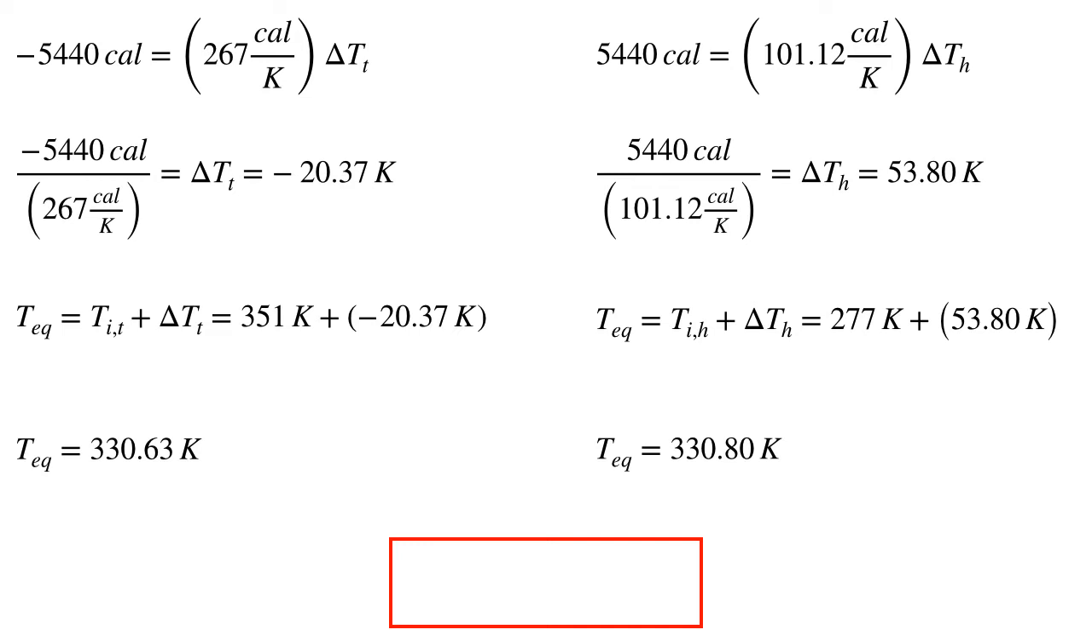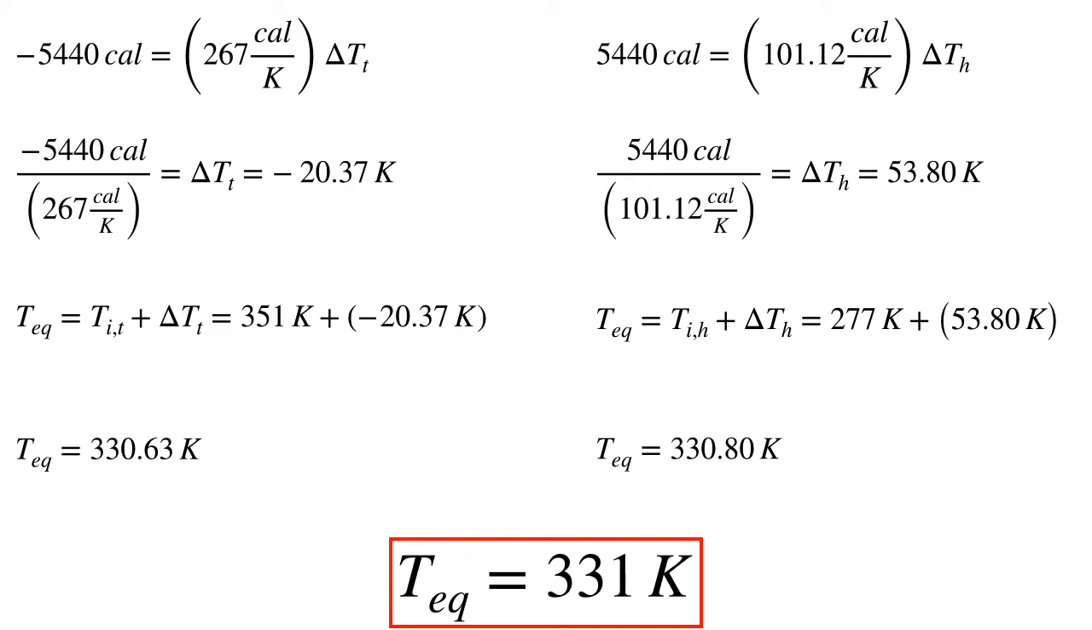So we're good. Now if you were going to type this in to the nearest tenth, 330.6 and 330.8 would both be righteous. I think the really accurate one is 330.7. But if you're going to type it in on a test, I'll probably just put it to the nearest Kelvin, to make it a little easier. To the nearest Kelvin, we agree. Both calculations agree.